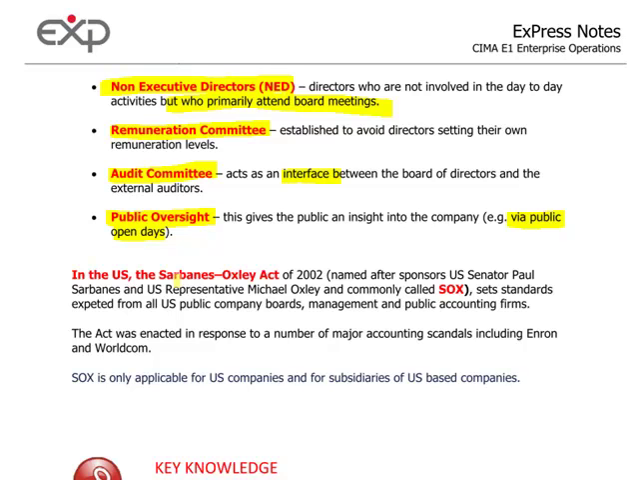And the final thing to look at here within corporate governance is from over in America. In the US, the Sarbanes-Oxley Act, commonly known as SOX. That sets various standards which are expected from all US public company boards. It's a set of rules which was set up in response to a number of scandals which you've probably heard of, for example Enron and WorldCom. Now SOX, Sarbanes-Oxley, is only applicable for US companies or for subsidiaries of US based companies.